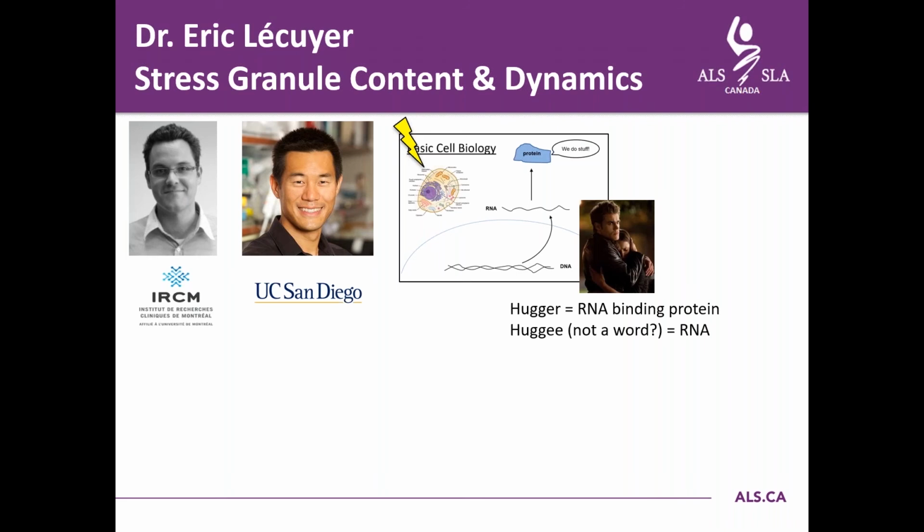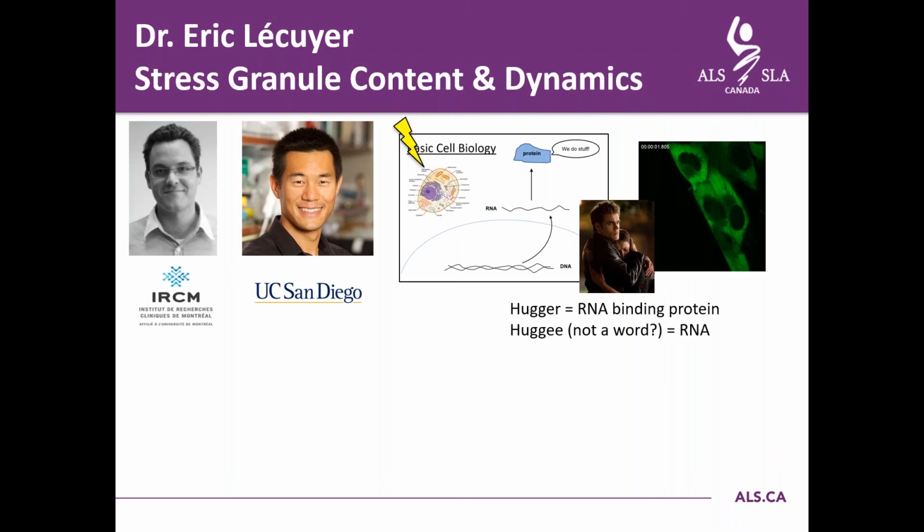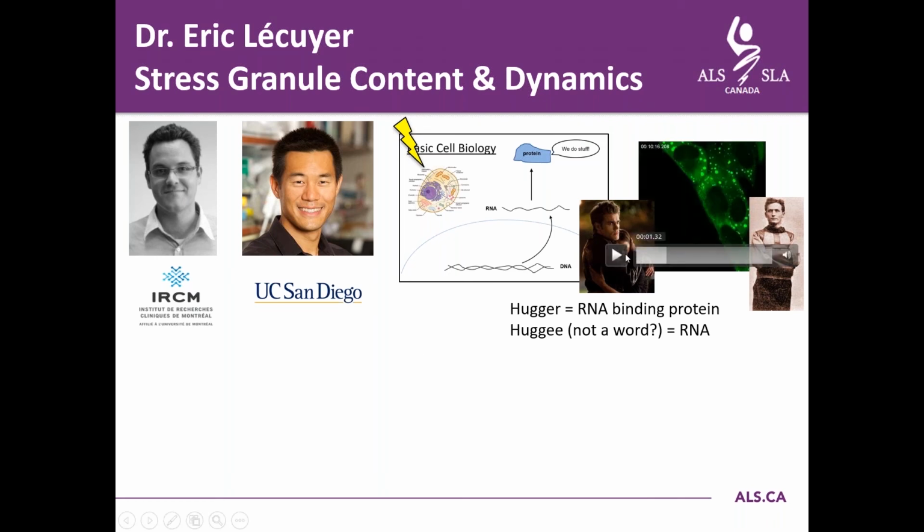So in fact, we have these things called RNA binding proteins. Now in this analogy, the RNA binding protein is the person that's doing the hugging, and it's sort of protecting the RNA. And this is actually an example from Dr. J.P. Taylor's lab. I apologize, I pressed the wrong button there. But essentially you can see that these RNA binding proteins can bind to the RNA and prevent it from getting damaged by the stress.